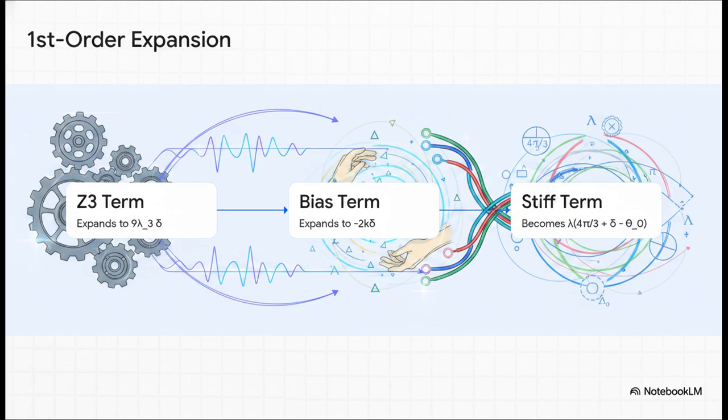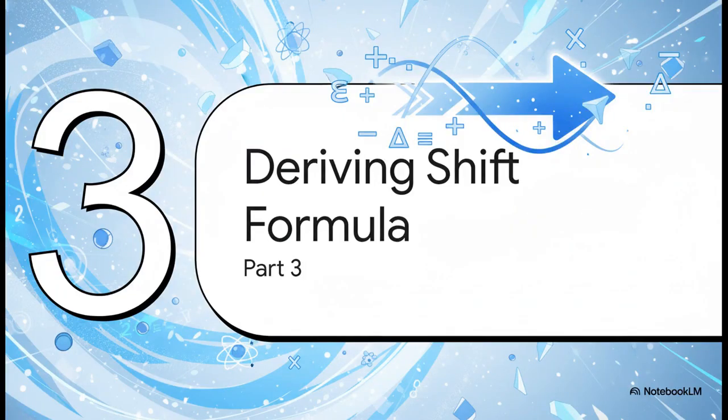By carefully applying a first-order Taylor expansion to each term individually around our baseline, we get to simplify those complex trigonometric functions into linear expressions of our small shift, delta. The Z3 term simplifies to a linear factor of baseline curvature. The bias term gives us the chiral pole near the baseline. And the stiffness term gracefully links our baseline, our shift, and our preferred center together. And that leads us perfectly into deriving the shift formula itself.